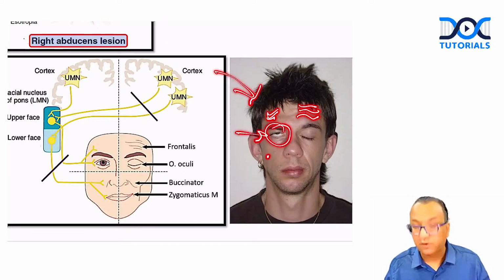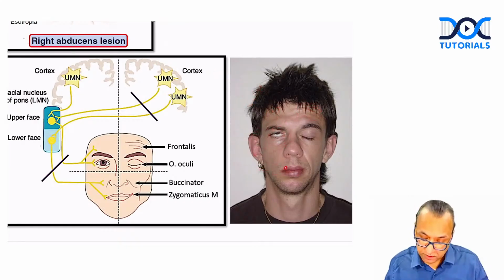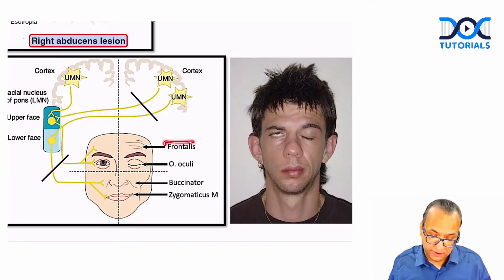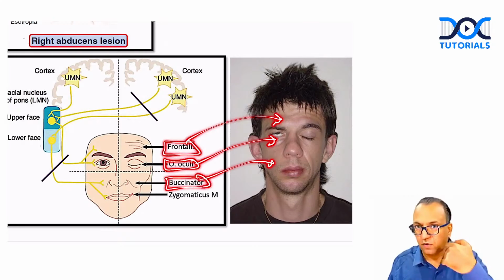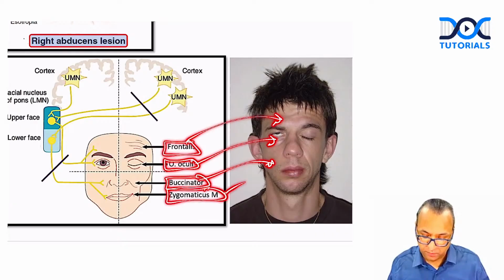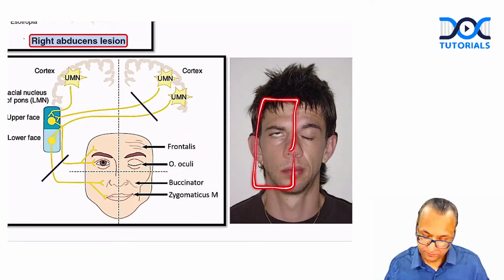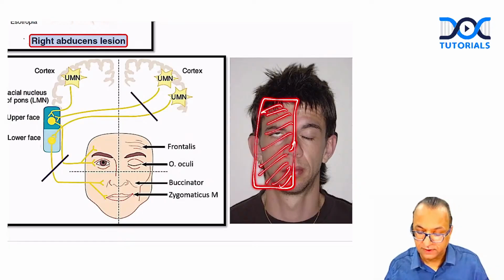Patient is unable to close the eyelid because orbicularis oculi is not working. The zygomatic is not working, so the angle of mouth is drooping. Frontalis is not working, the eyebrow problem. Orbicularis oculi is not working, cannot shut the eyelid. Buccinator is not working, food gets stuck in the oral vestibule. And zygomatic is not working, drooping of the angle of mouth. This is right-sided LMN type of facial palsy.